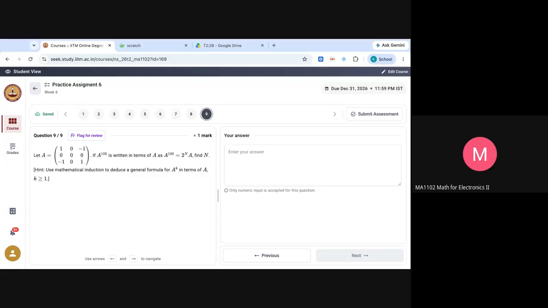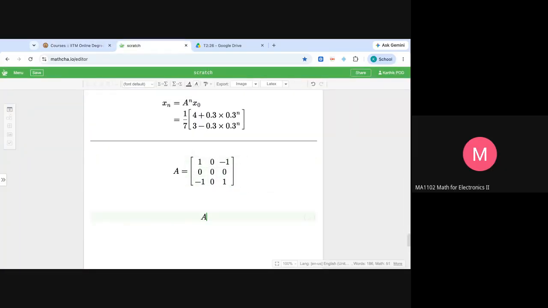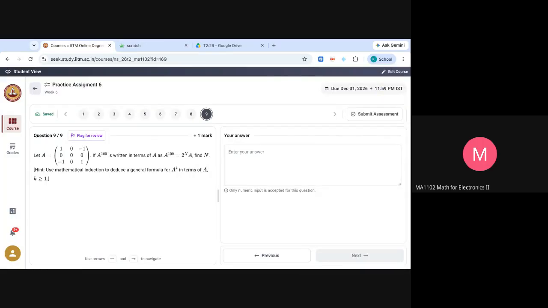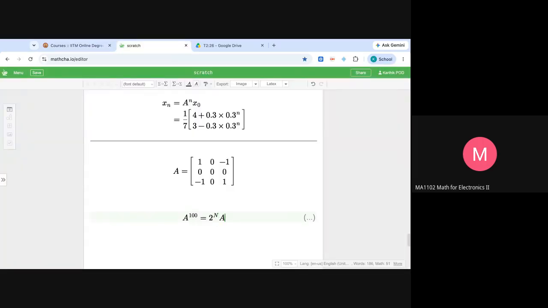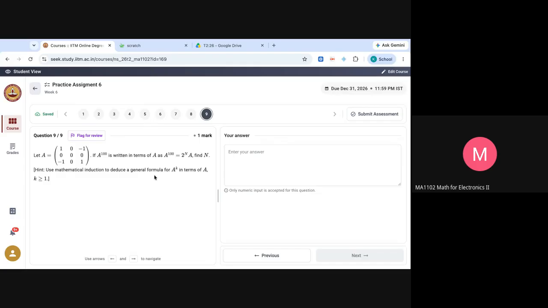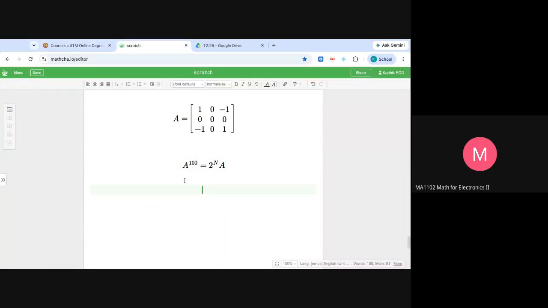So A power 100 can apparently be written as 2 power n times A. So we have to find out what n is. The hint they have given us is to express A power k in terms of A. The trick here is to just do A square, for example, and see if any patterns emerge. So we can maybe start with A square.